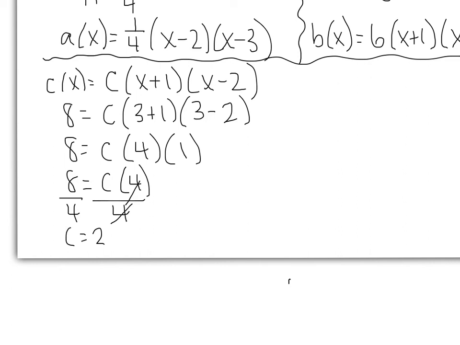So our polynomial for c of x will be c of x equals 2 times x plus 1 times x minus 2. So what we've done is we've found a polynomial that fits each individual little table, and our very last step is going to be to add those polynomials all up. So our final answer is going to be pretty long.